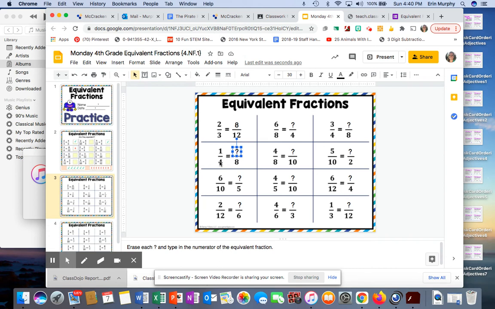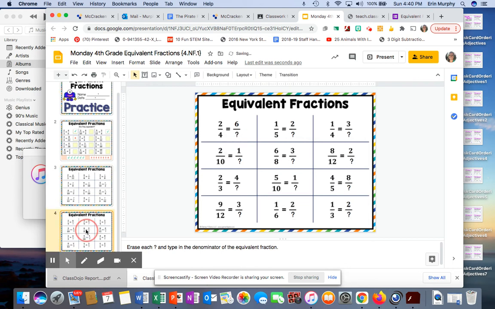So remember, see what you did to the denominator. I know 4 times 2 equals 8. If I do it to the denominator, I have to do it to the numerator. 1 times 2 would equal 2. You're going to do the same thing on this slide. It's just with the denominator. And that is all you are doing.